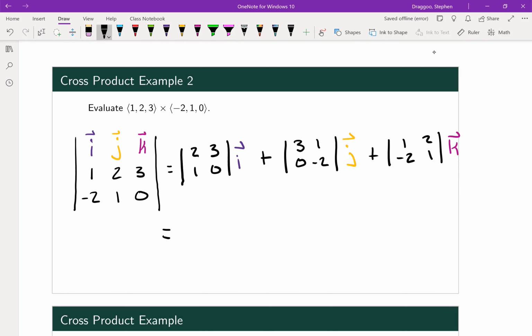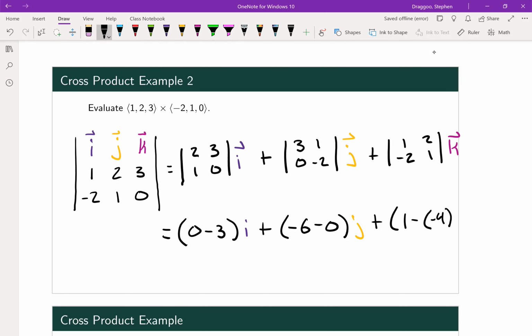So if I take these cross products, I'm going to get 0 minus 3, since 2 times 0 minus 3, times 1 for the i position, plus I'm going to get 3 times negative 2, which is negative 6, minus 0 times 1, which is 0, j, and then plus, this looks like 1 times 1 minus a negative 4 times k.